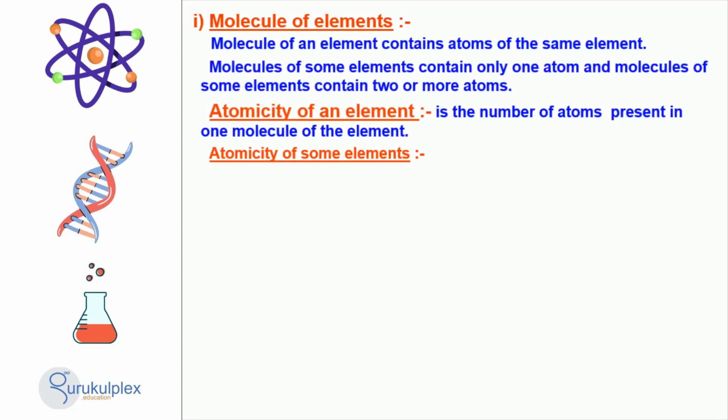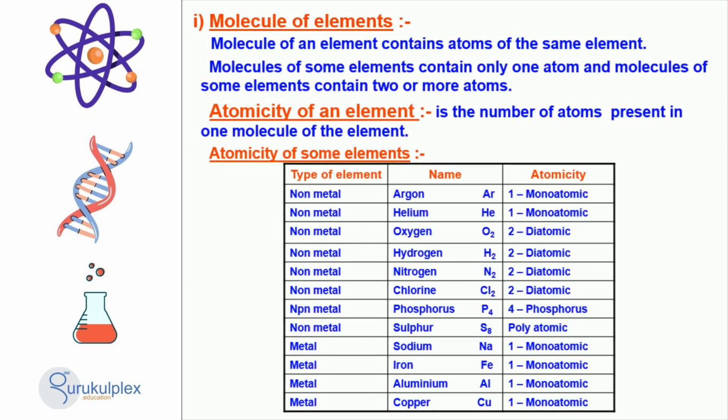Atomicity is the amount of atoms in one molecule of an element. The table displays the atomicity of different elements. Monoatomic elements such as argon, helium, sodium, iron, aluminium and copper have one atom per molecule. Diatomic elements including oxygen, hydrogen and nitrogen have 2 atoms per molecule. Polyatomic elements like sulfur and phosphorus have 4 and 8 atoms per molecule, respectively.